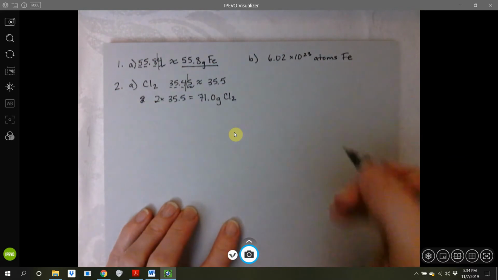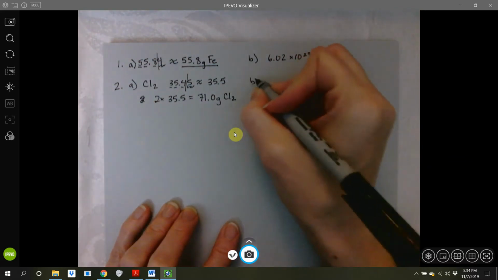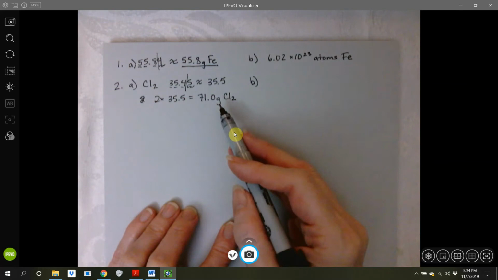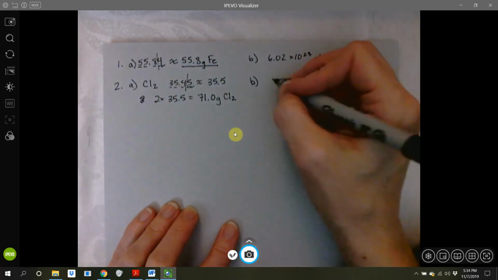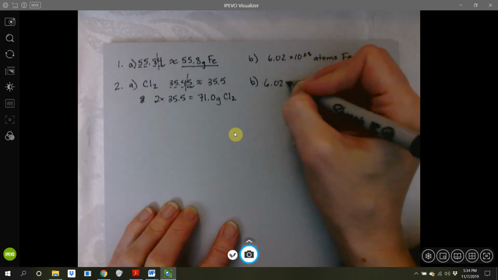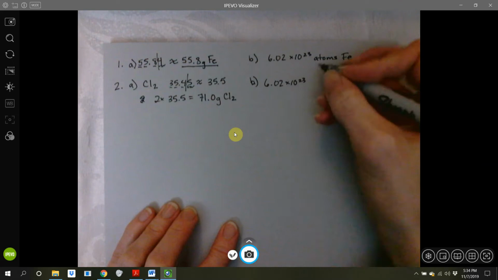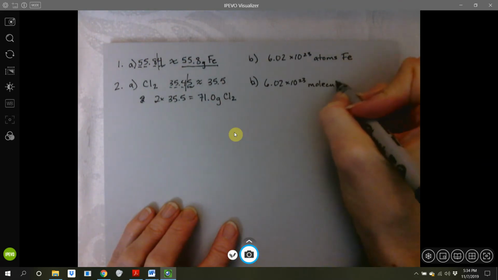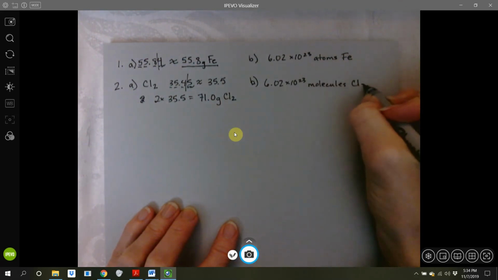Now 2B says, how many molecules is this? Again, this is 1 mole of chlorine, so it must be 6.02 times 10 to the 23 molecules of Cl2.